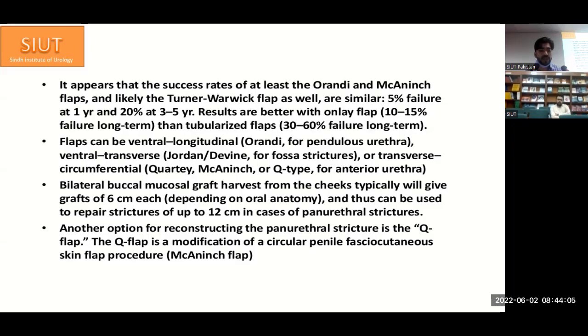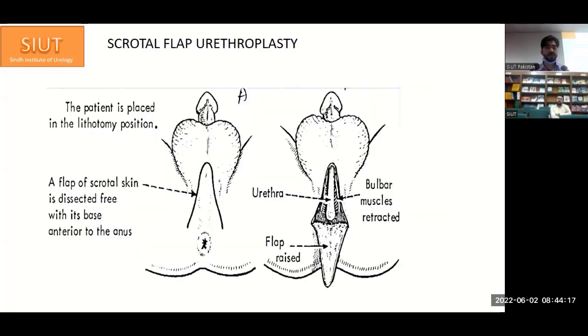Another option for the reconstruction of penile urethral stricture is the Q flap. The Q flap is a modification of a circular penile fasciocutaneous skin flap. The procedure is called the McKenkie flap.